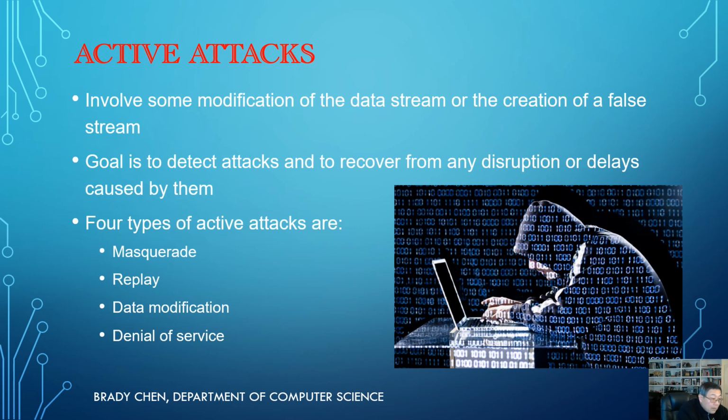Now, what is the active attack? Active attacks involve some modification of the data stream or the creation of a false stream. The goal is to detect attacks and to recover from any disruption or delays caused by them. There are four types of active attacks: masquerade, replay, data modification, and denial of service. We're going to talk about each of these types in detail.